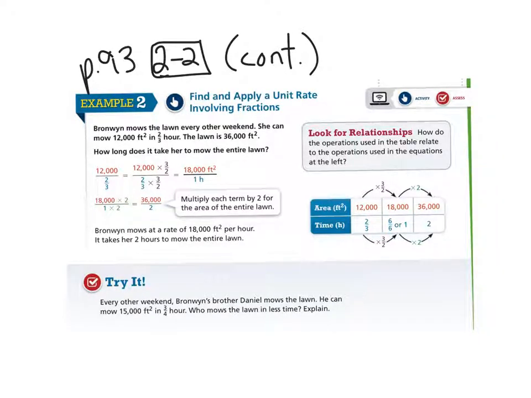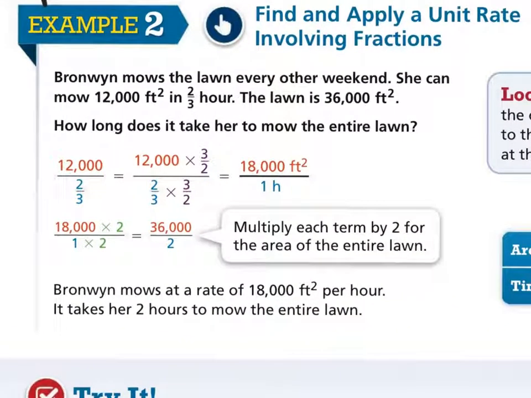Page 93, we're going to continue lesson 2-2 on determining unit rates with ratios of fractions. So on example 2, Bronwyn mows the lawn every other weekend. She can mow 12,000 square feet in 2/3 of an hour. The lawn is 36,000 square feet. How long does it take her to mow the entire lawn?